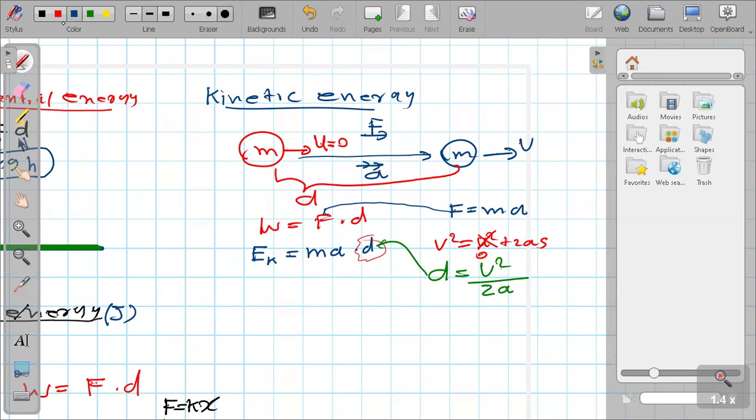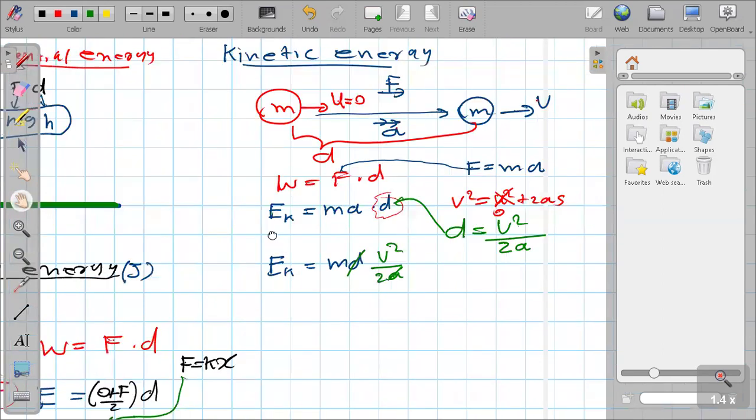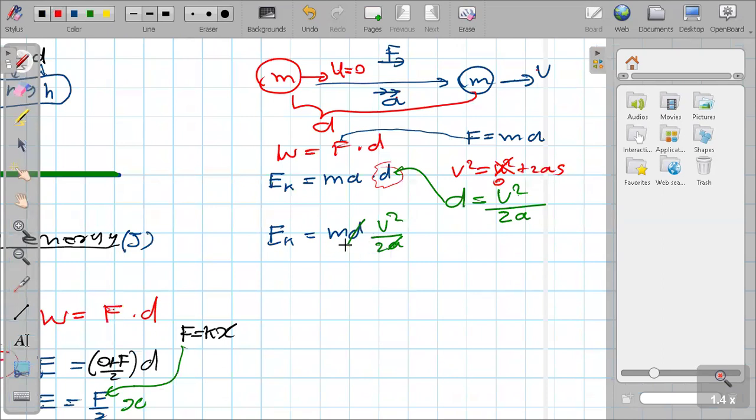Now going to substitute this one. Have a good look at EK is equals to ma times v square over 2a. a and a cancel off. Finally, you get the results. EK is equals to half m v square. This is how you find out the equation for kinetic energy.